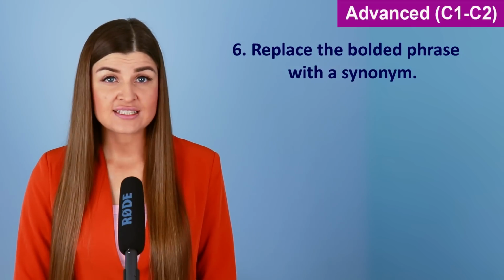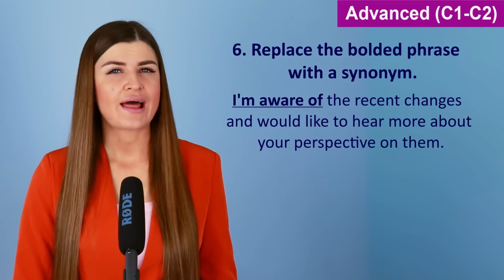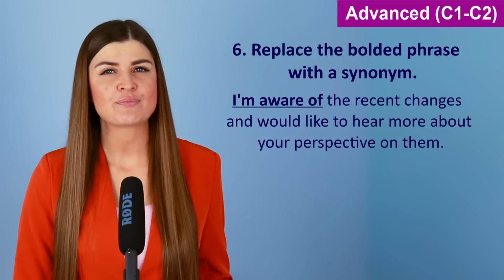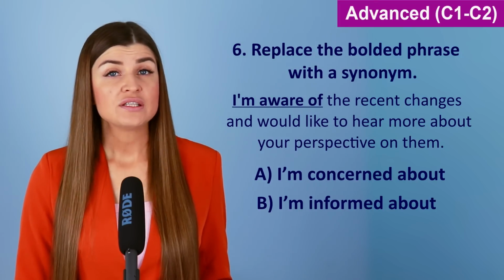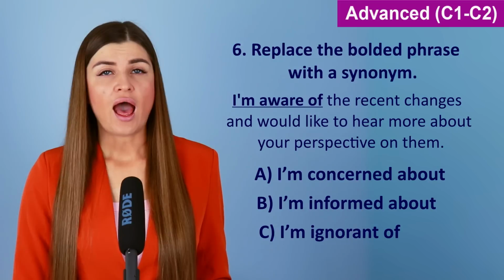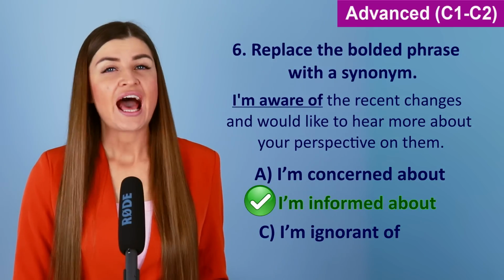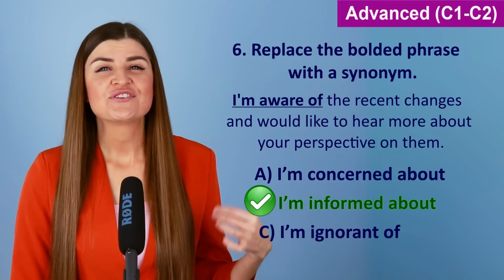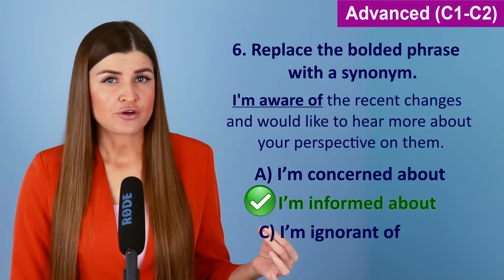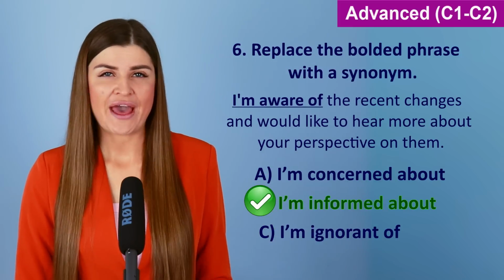6. Replace the bolded phrase with a synonym. I'm aware of the recent changes and would like to hear more about your perspective on them. A. I'm concerned about. B. I'm informed about. C. I'm ignorant of. The correct answer is B. I'm informed about. To be aware of something means to know about. If you're aware of something, that means you know it or you are informed about it.